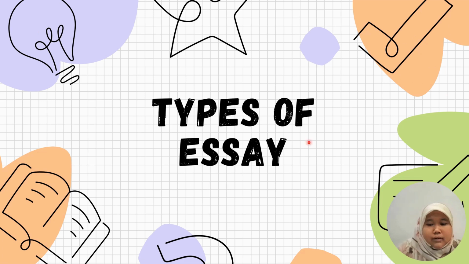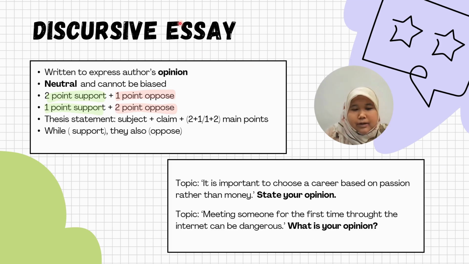So what are the types of essay? Let's look at the types of essay. You have discursive essay. A discursive essay is an opinion. It's written to express the author's opinion. So it must be neutral, cannot be biased. You either give 2 points support, 1 point oppose, or 1 point support and 2 points oppose. This is the thesis statement formula you can use. It's just the same as we discussed, except for the main points, they are different.